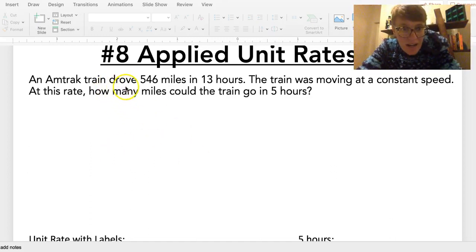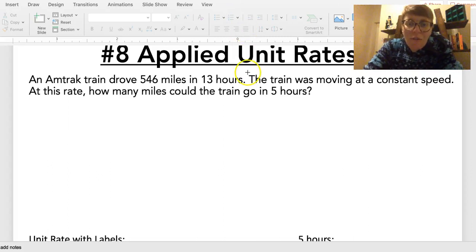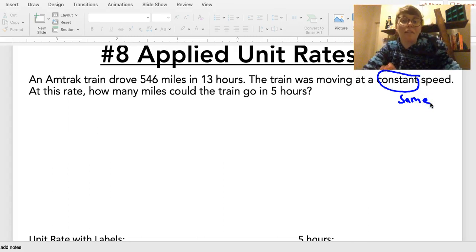An Amtrak train drove 546 miles in 13 hours. The train was moving at a constant speed. So the first thing when I read that constant speed, I always think of constant as like the same. Basically meaning that it's going at the same speed throughout that entire distance. At this rate, how many miles could the train go in 5 hours? Alright, so I know that it goes 546 miles in 13 hours, and we want to know how far it would go in 5 hours.